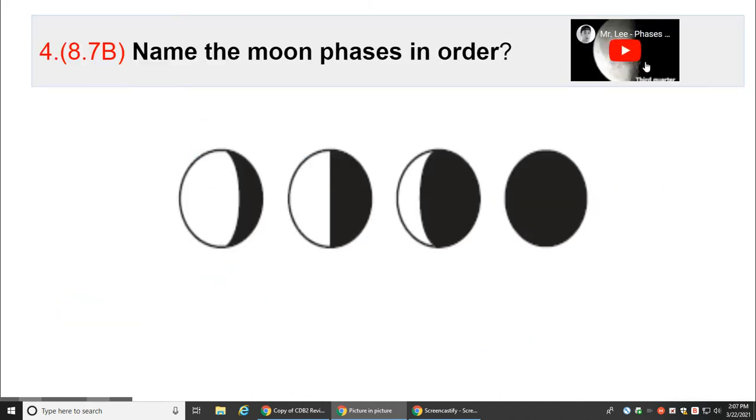And you can play this rap to help you memorize your phases.